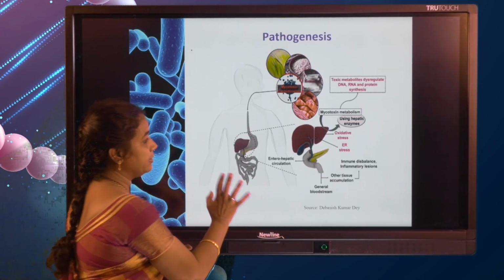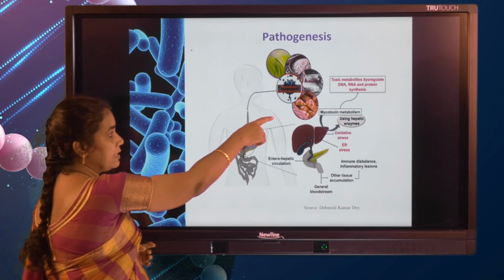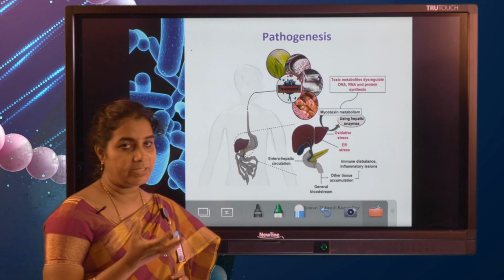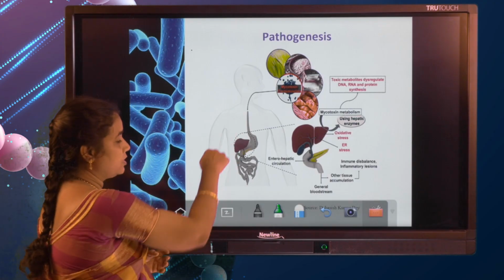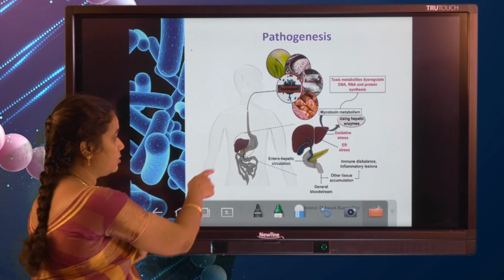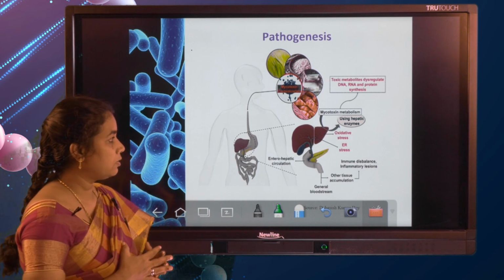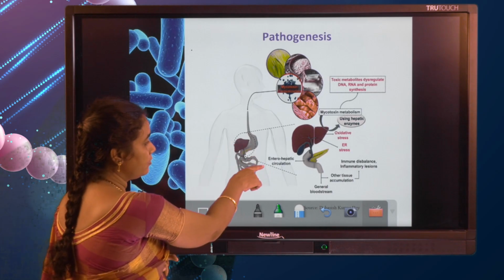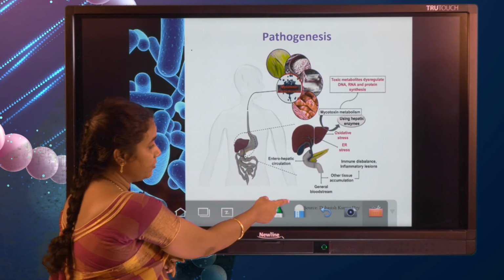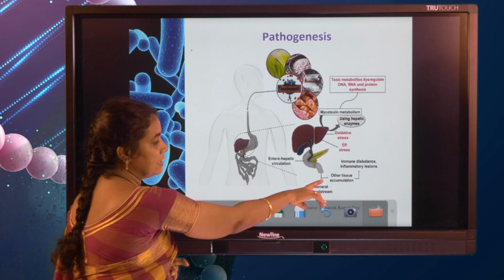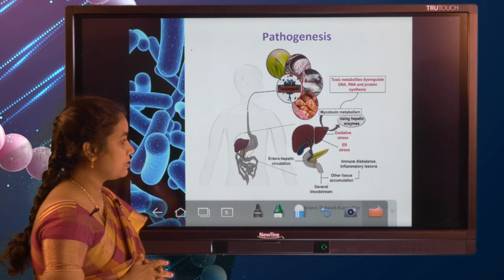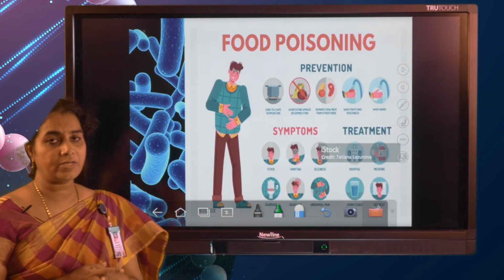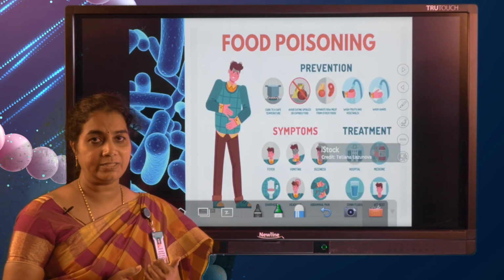This is the image showing the pathogenesis. Here you can see that the food has been contaminated with the mycotoxin, and when you ingest that contaminated food, it enters the liver, and in the liver this mycotoxin dysregulates DNA, RNA and protein synthesis. From there, by means of enterohepatic circulation, it enters the bloodstream and reaches other tissues, wherein it accumulates and causes inflammatory lesions and immune imbalance.